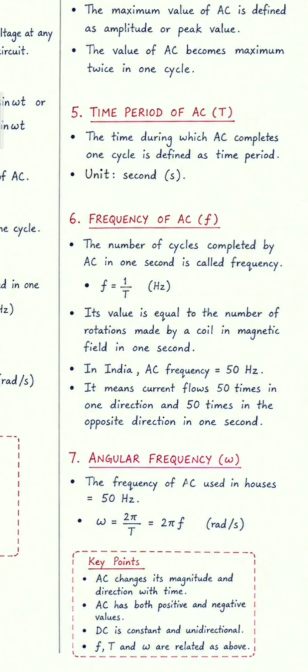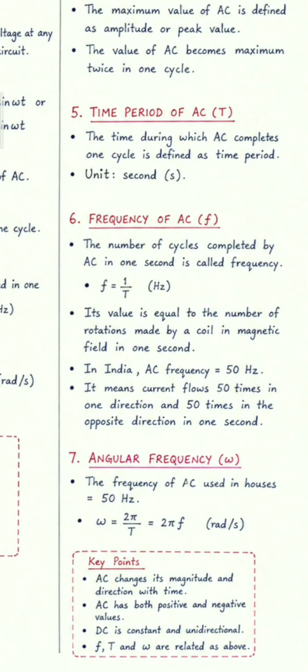And angular frequency. Angular frequency means the rate of change of angular displacement. The frequency of AC used in houses is 50 Hz. Omega equals 2 pi by T equals 2 pi F. F means frequency, 1 by T equals frequency.